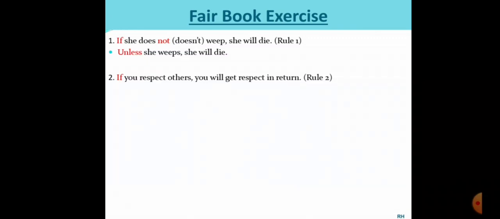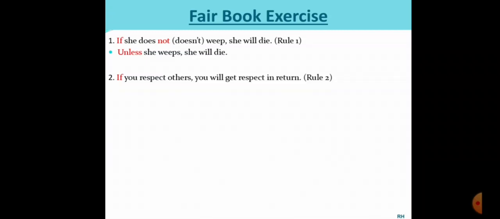There is no negative word, not even in the first or the second sentence. So if you respect others, you will get respect in return. Very positive sentence, right? So this is your rule number 2.